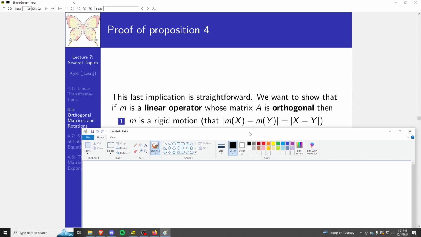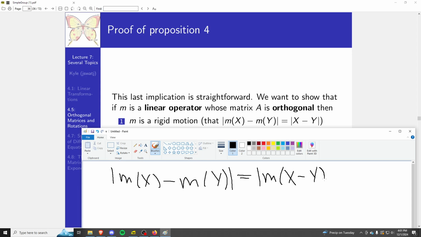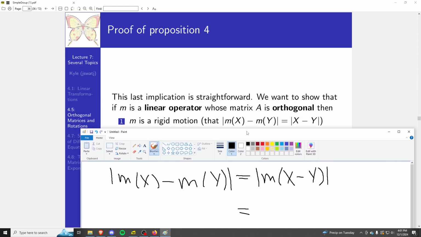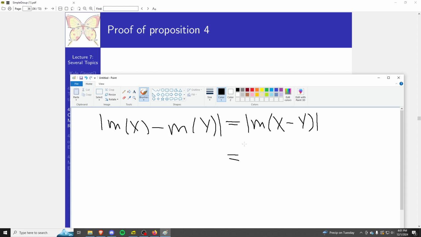So the way to start it is that if we write it like this, and then if M is linear, we can group them like that. Right? And then from there, what do you think we should do? Yeah, exactly. It's going to be the distance of A times x minus y.